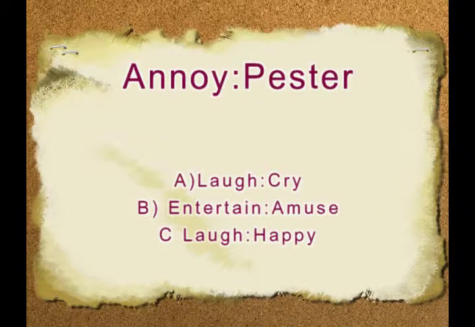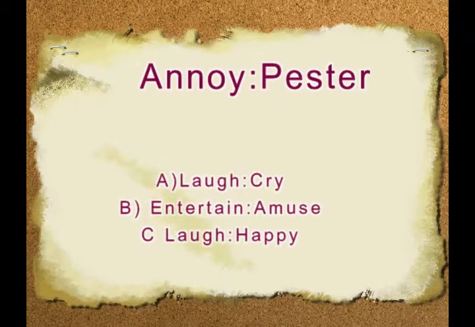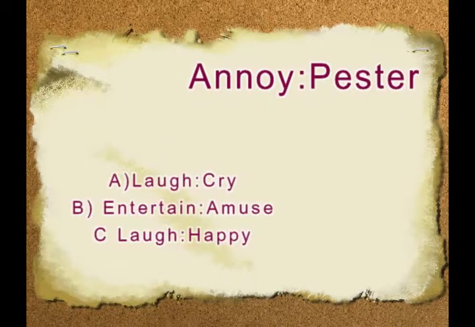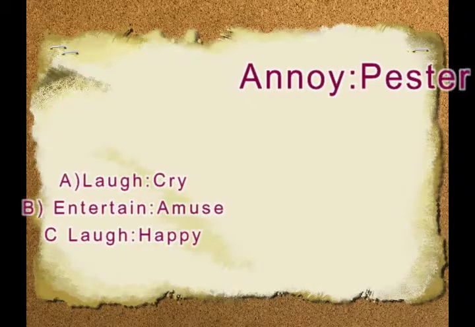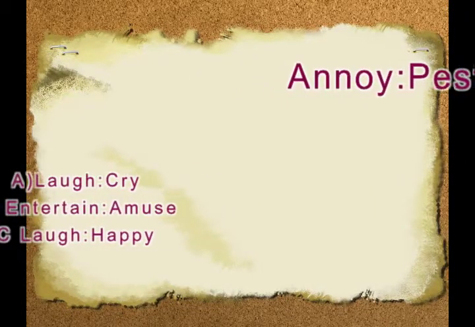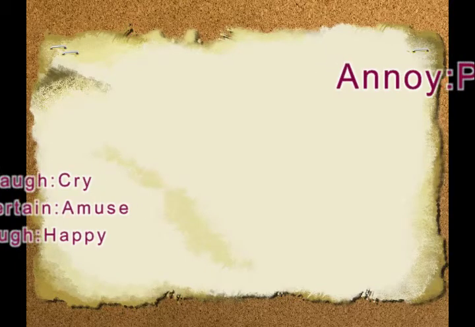Entertain and amuse, annoy and pester, those are both actions. Now, laughing and crying are both actions, but they don't really have too much to do with each other. Laugh and happy do, but happy is not an action, it's an emotion. So the correct answer is B, to entertain and to amuse, because they are both actions and they both relate to each other.